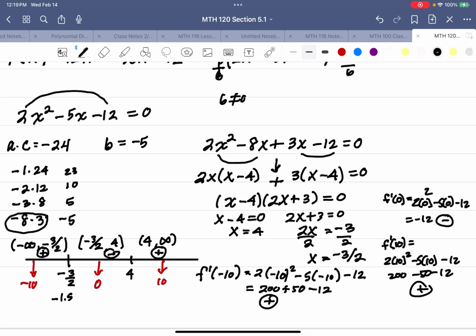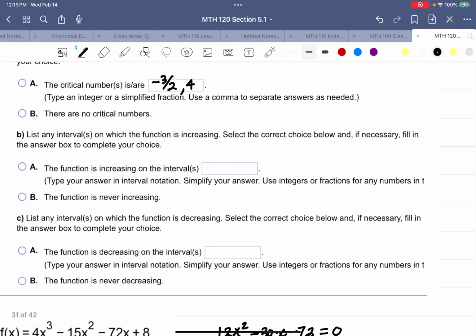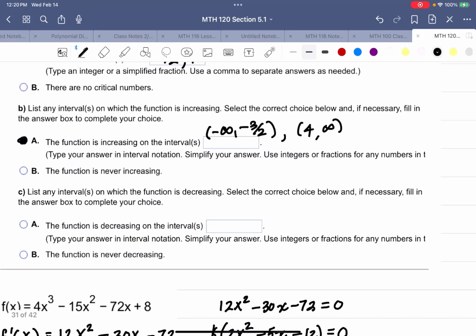So we're increasing from negative infinity to negative 3/2 and from 4 to infinity. So my critical numbers are negative 3/2 and 4. We're increasing from negative infinity to negative 3/2 and again from 4 to infinity. And we're decreasing in the middle, between negative 3/2 and 4. And again, open intervals means parentheses on both ends because we don't include the endpoints.